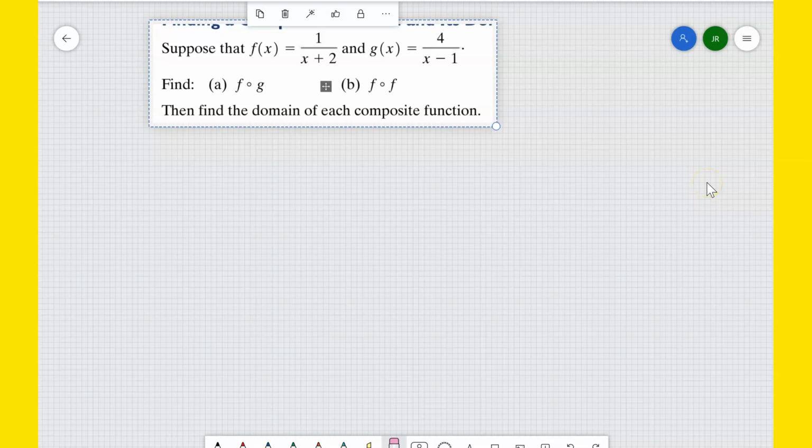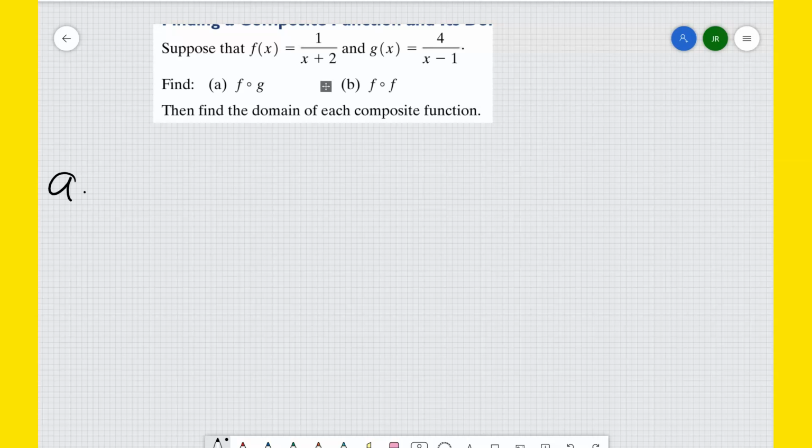All right, here's another example that's similar to the previous one. Part A. If you want to, go ahead and try this on your own and see if you can do it or where you might get stuck before we do it together. All right, part A, f of g. Again, I'm doing the g first. So I'm already going to say x minus 1 cannot equal 0. So x cannot equal 1. All right, that's one of my excluded values already.